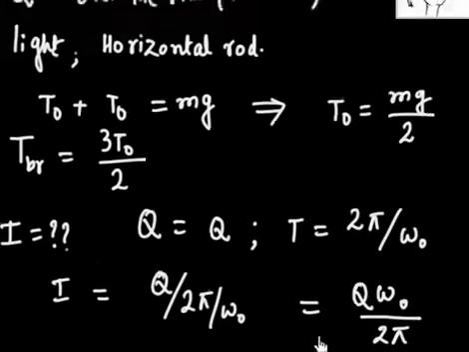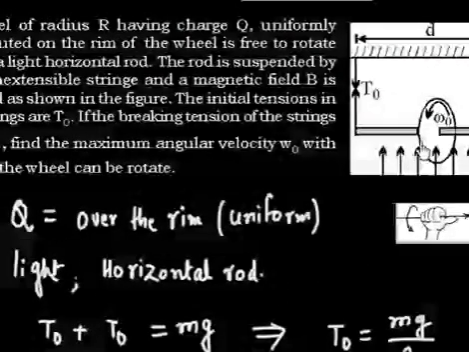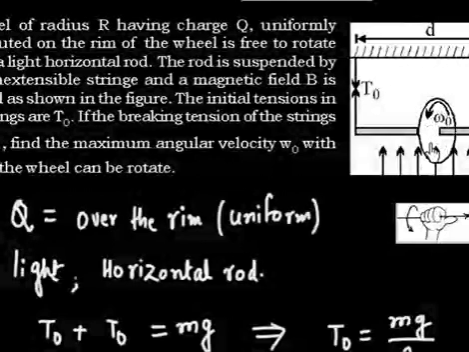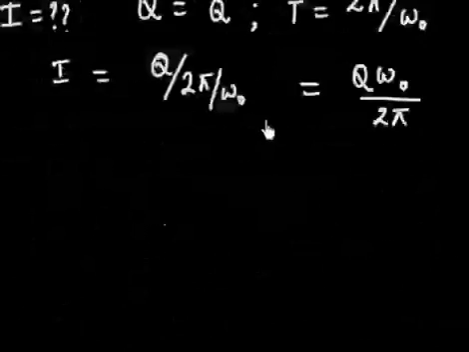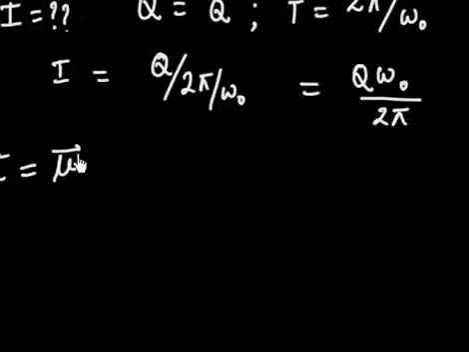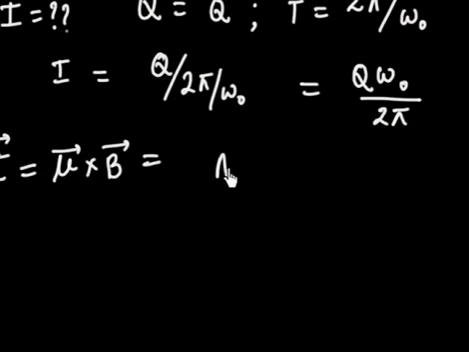Now due to this current you will have a torque on this rim. If I want to find the torque, I need I into A, and torque is equal to mu cross B. So let us apply this formula. So if I find the torque, this is nothing but mu cross B. Now the important point is to find out the direction of mu. So mu is I into area vector, and we have to write the area vector and B vector.